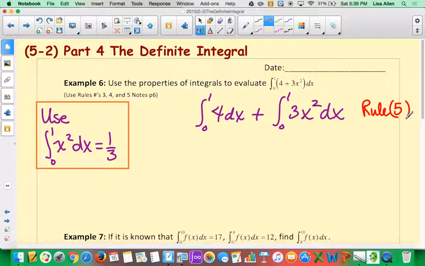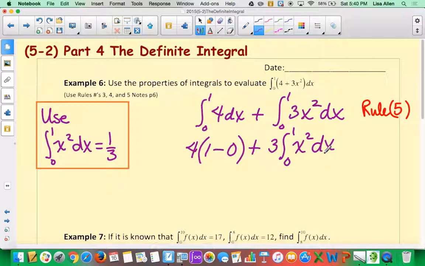You can refer to that later, where we took the integral of a sum and now have the sum of two integrals. Then we take the first integral, which is a constant 4, so it equals 4 times (b minus a), or 1 minus 0, plus, passing the constant 3 through, 3 times the integral from 0 to 1 of x squared dx. In a previous lesson we found that the integral of x squared from 0 to 1 had a value of 1/3, so we're going to use that for this lesson.